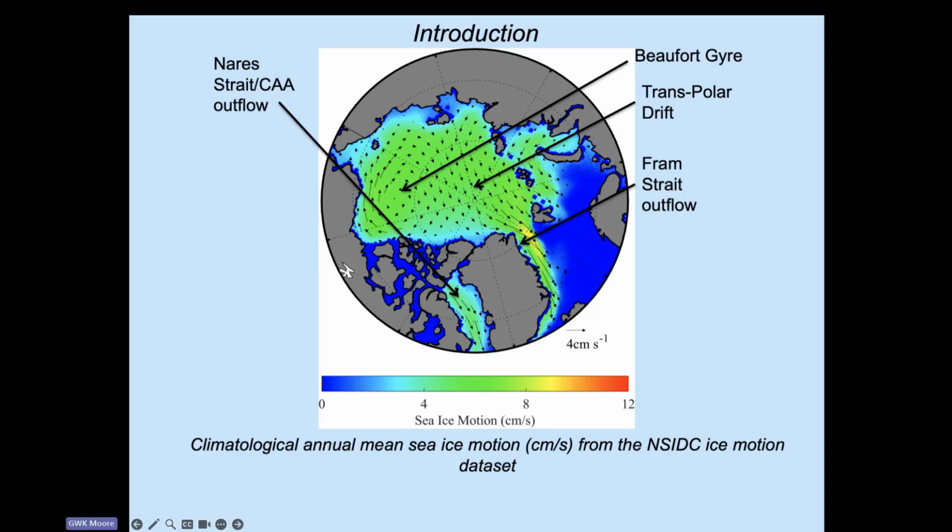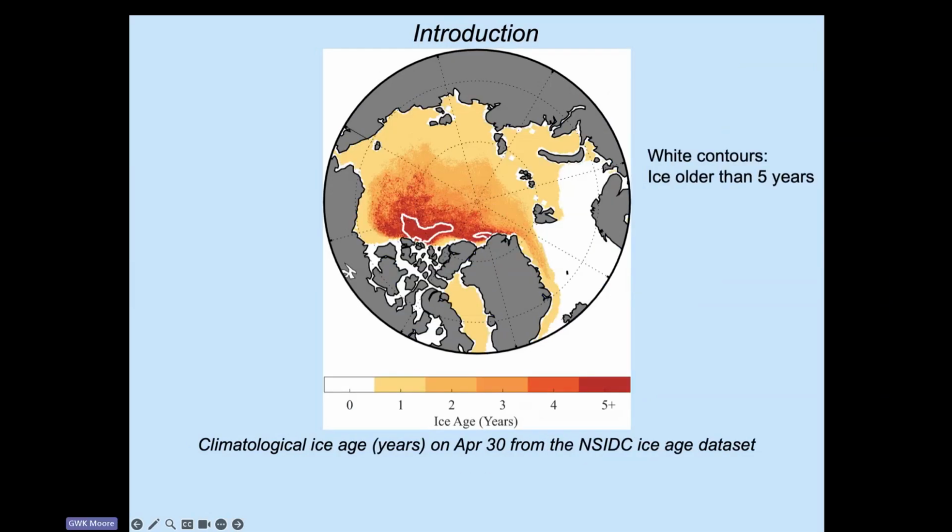Again, this is ice motion in the Arctic. Most of the ice that leaves the Arctic flows down through Nares Strait, but about 10% of it actually flows down through Nares Strait and also the Canadian Arctic archipelago here. The ice to the north of Nares Strait is the oldest ice in the Arctic. The white contours here show ice that's greater than 5 years old. So much of the ice that transports down through Nares Strait is this very old ice type.